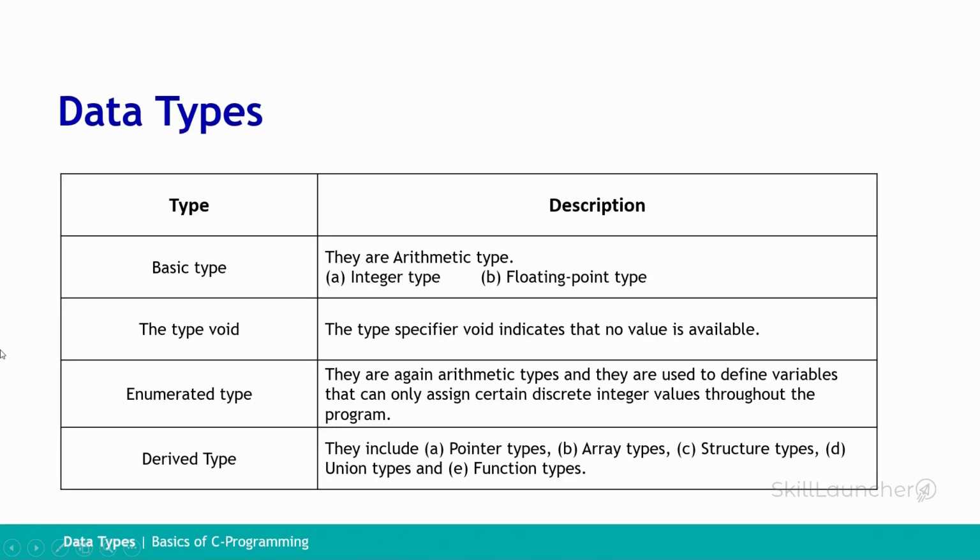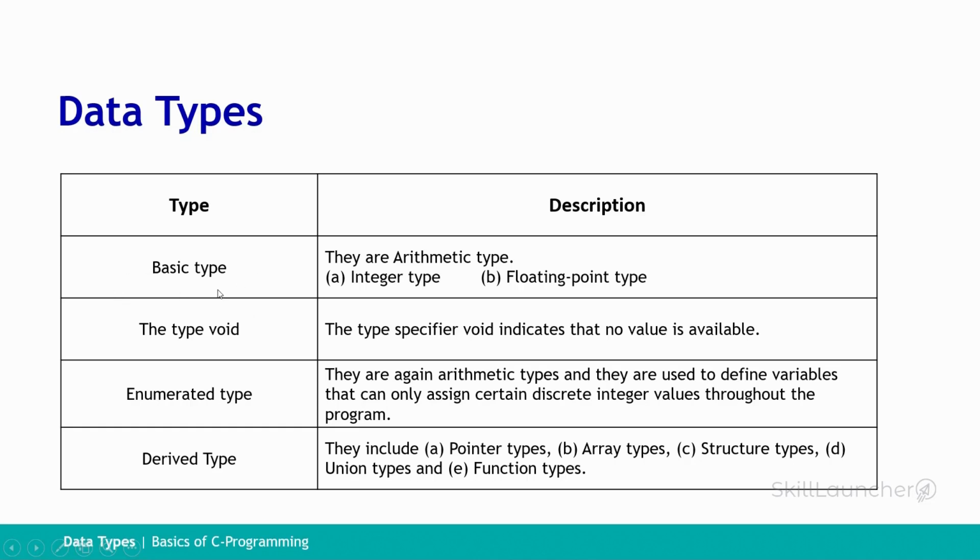Data type in C refer to an extensive system used for declaring variables of different types. The type of variable determines how much space it occupies in memory and how the bit pattern stored is interpreted. The type of variable is specified by its data type. The types in C programming can be classified as shown here.